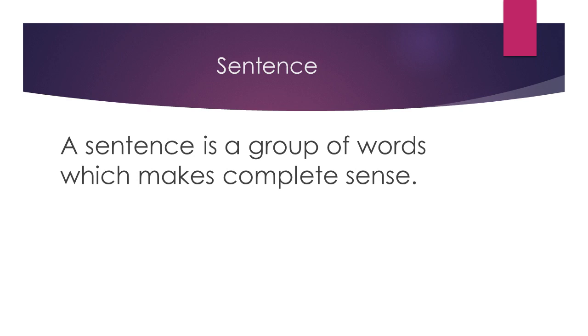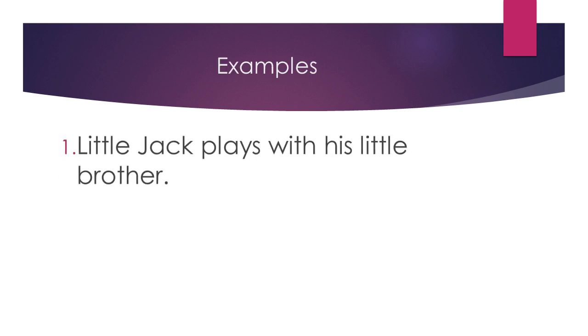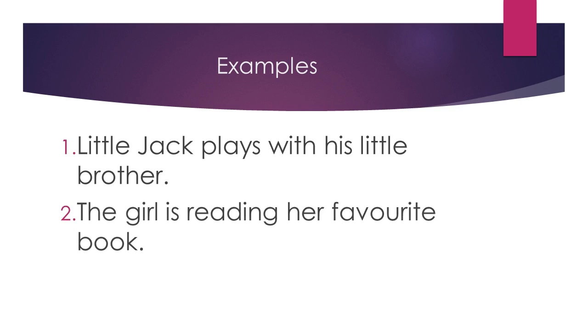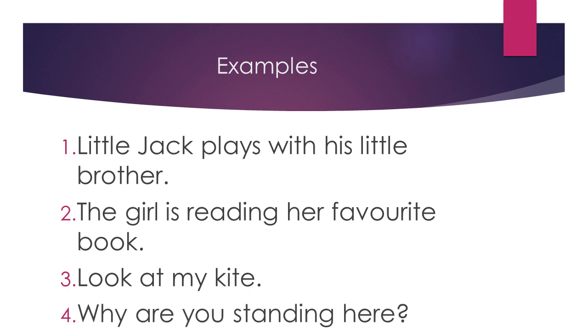Let us see some examples of sentences. Example number 1. Little Jack plays with his little brother. Number 2. The girl is reading her favorite book. Number 3. Look at my kite. Number 4. Why are you standing here? Now, here we can see that all these sentences are making some sense, and these are complete sentences. These are giving us some sense. So these are called sentences.